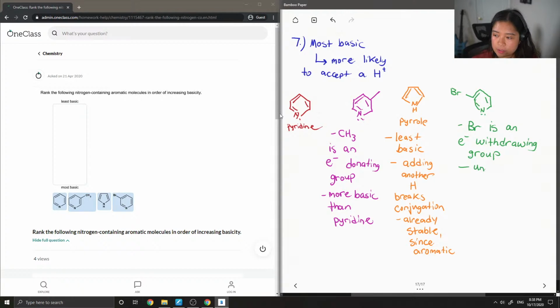So it's more unlikely for the lone pair on nitrogen to accept a proton. So therefore this is less basic than the pyridine.